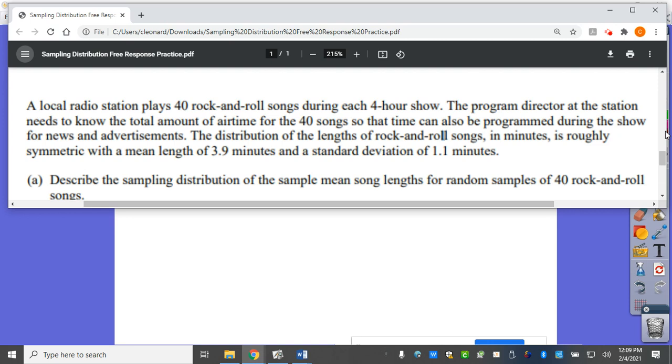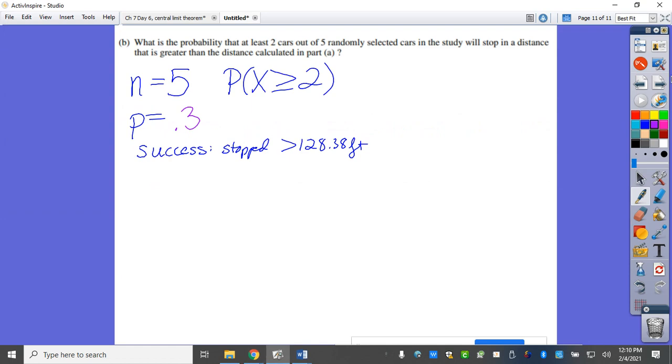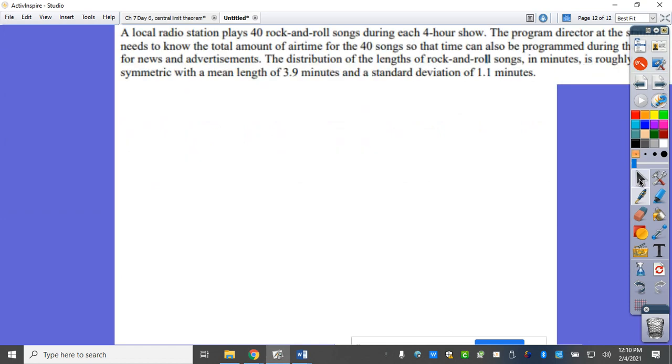The local radio station plays 40 rock and roll songs during each 4-hour show. The program director at the station needs to know the total amount of airtime for the 40 songs so that time can also be programmed during the show for news and advertisements. The distribution of the lengths of rock and roll songs in minutes is roughly symmetric with a mean of 3.9 minutes, standard deviation of 1.1 minutes. So just looking at that and thinking about things that I would have written down if I had it in front of me and marking on it.